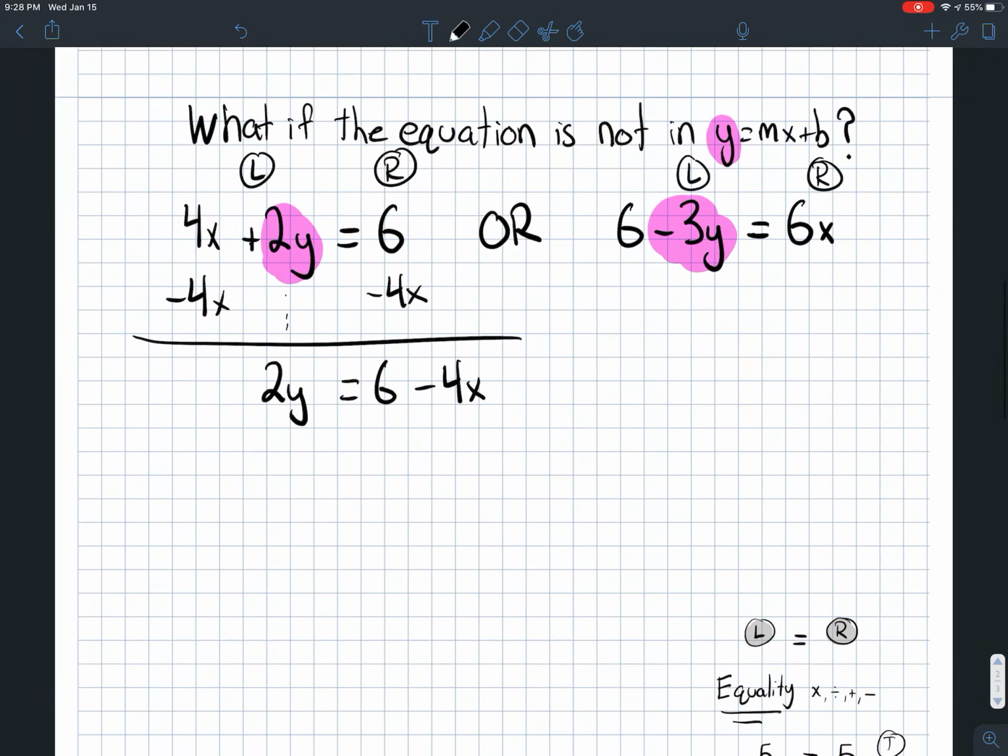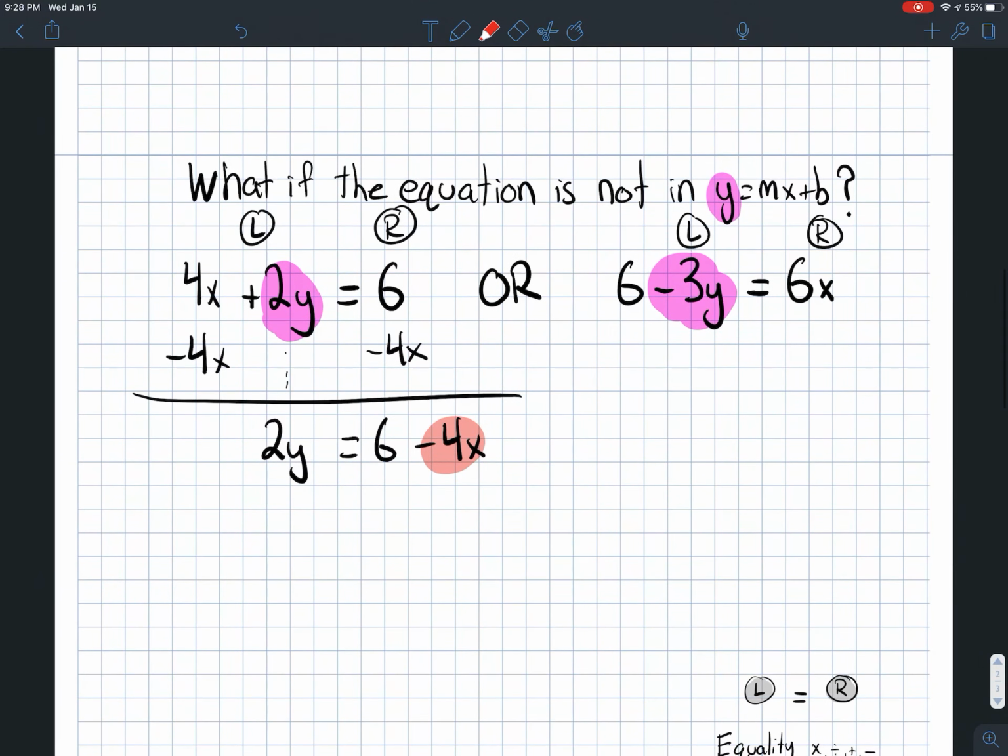So as of right now, this negative 4x is coming second, and normally the mx comes first. So what I'm going to do is use another property called the commutative property, which basically says that you can move the order of any addition or subtraction property. So the commutative property allows me to take this and rearrange it so that I have negative 4x blank 6. What should go in that case? Well, is this a positive or negative 6? It's positive, so it's plus 6.